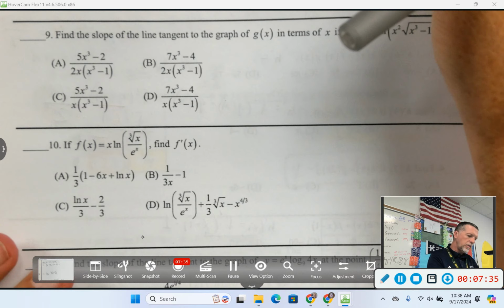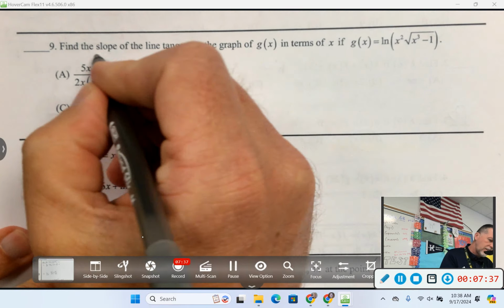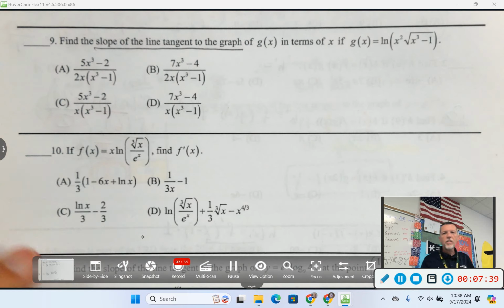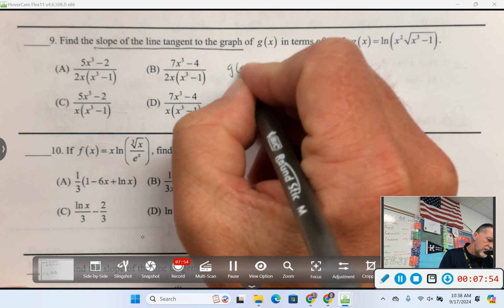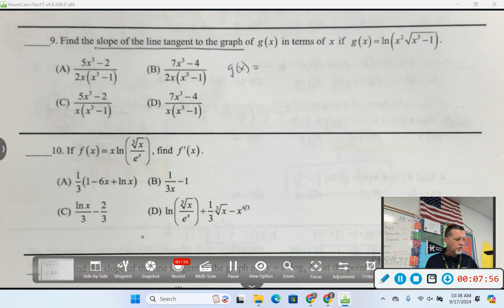Find the slope of the line tangent to the graph, also known as the derivative. Oh, natural log of all of that. What's step number 1 on this one? Is it an algebra step or a geometry step? Definitely not a geometry step. Algebra versus calculus. Algebra. Yeah, let's split this up.